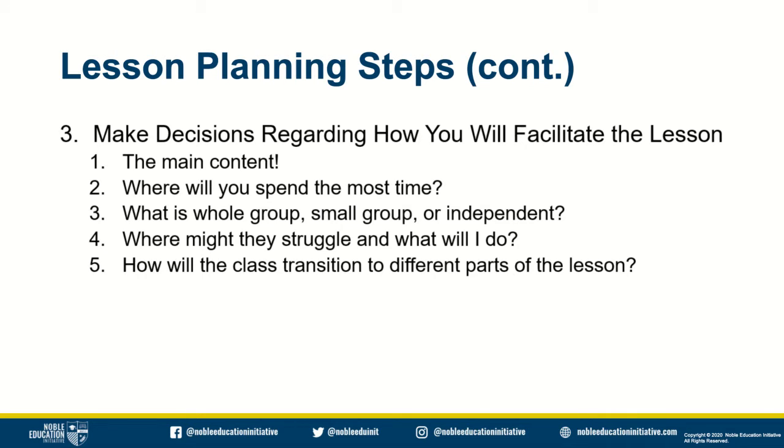Step 5, or part 5 of 3, how will the class transition between different parts of the lesson? So for example, when you move from whole group to maybe small group, how will you transition them successfully? What new expectations might you have to set? Similarly, when you're transitioning from small group to independent practice, what expectations or new expectations will you set for the class to make sure they are successful?